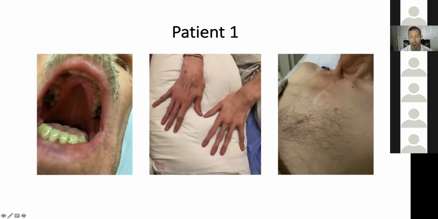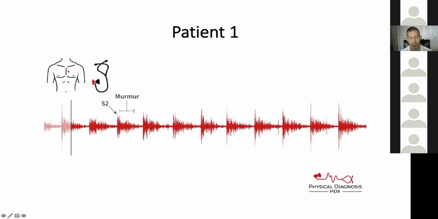And so you anticipate that you might hear a diastolic murmur on exam in this patient when you listen to the heart. And in fact, that's exactly what we hear in this case. So you hear a decrescendo diastolic murmur right over Erb's point, which is consistent with aortic regurgitation. Now, you're thinking aortic regurgitation is very likely in this case.